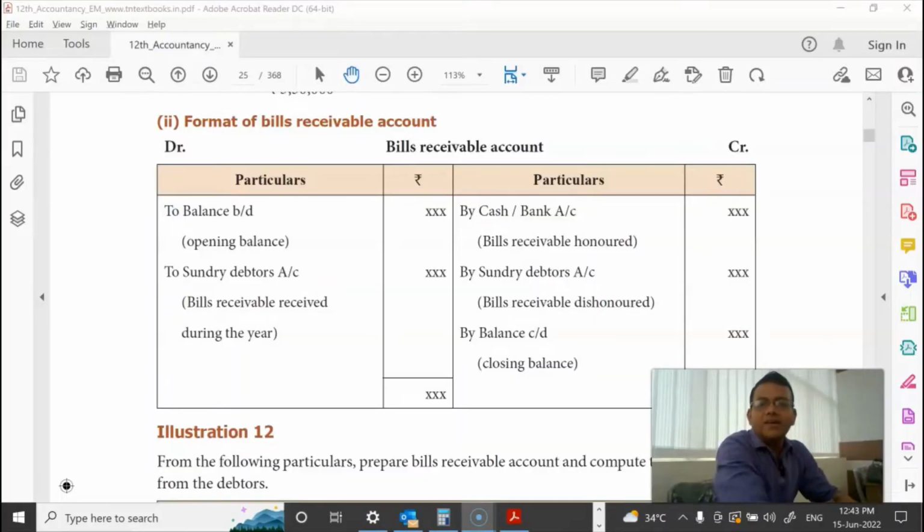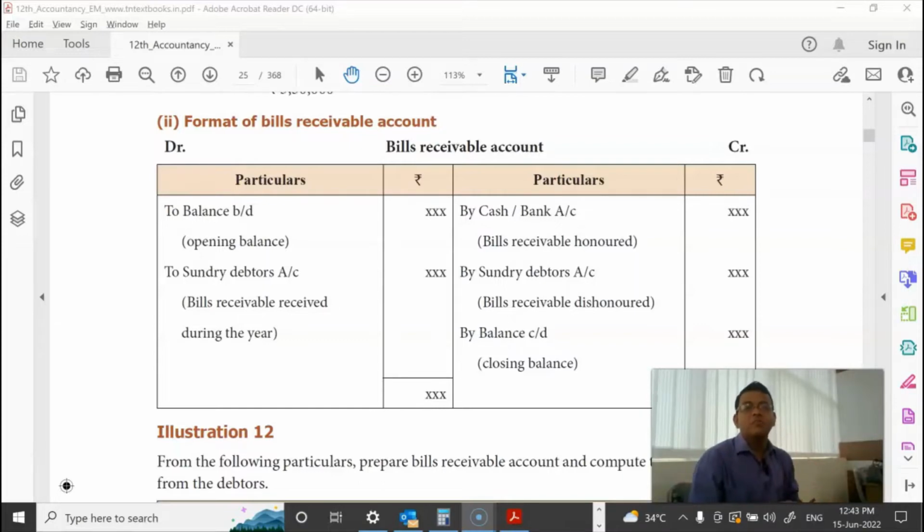Hi friends, welcome back. So we'll continue with the bills receivable account. Previously we saw the debtors account, so we knew the impact of the debtors account. We have an opening balance, we do credit sales, and then we make a collection of cash, we make collection of bank, we have discount, we have sales return, then we have bills receivable accepted and dishonored. So this is how your debtors account is over.